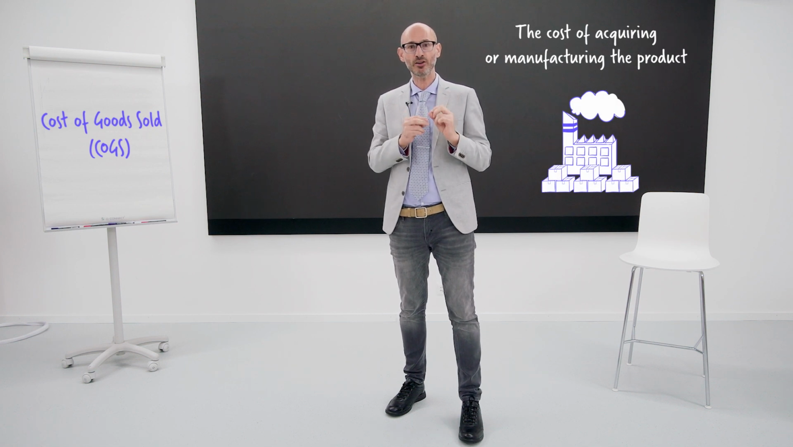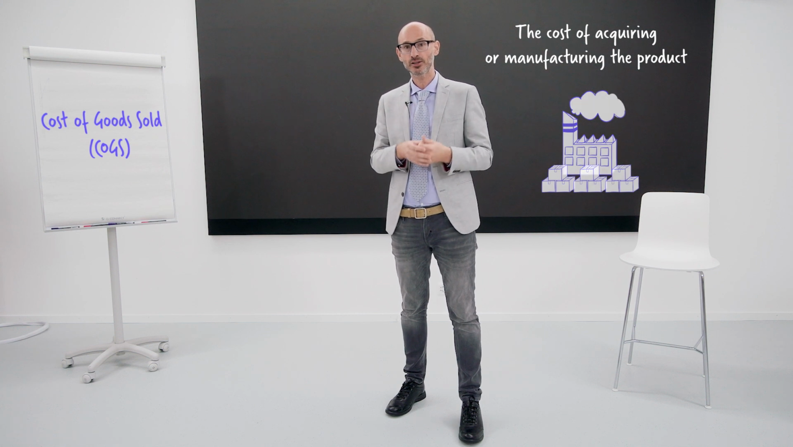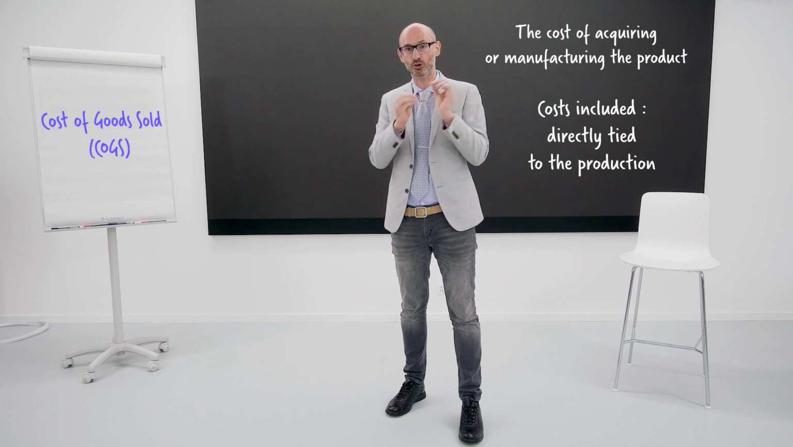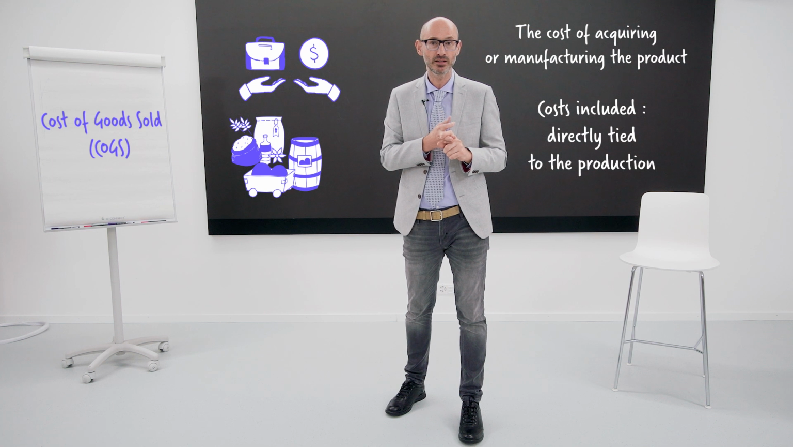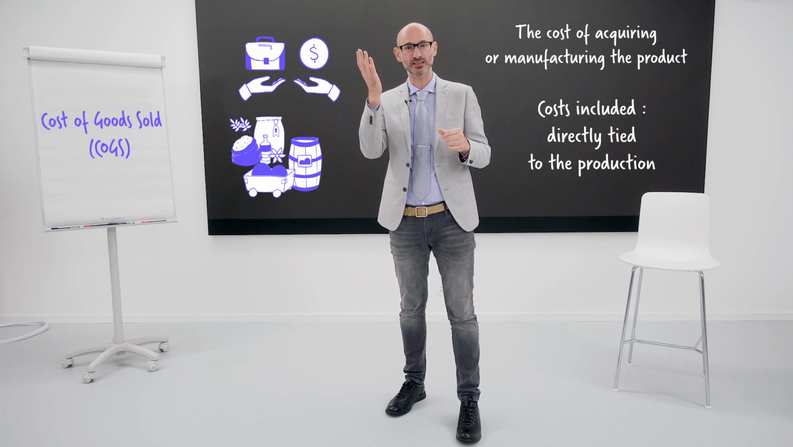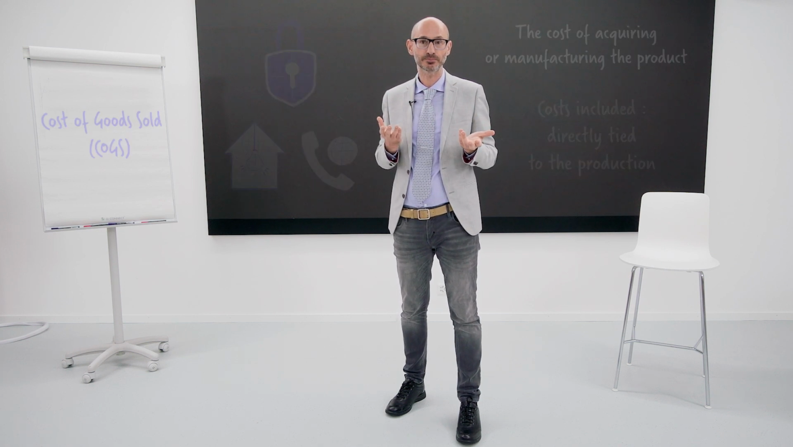Next, we go to the cost of sales, COGS for short. It is the cost of acquiring or manufacturing the products that a company sells during a period. So the only costs included are those that are directly tied to the production of the products, including labor, materials, manufacturing overhead. By manufacturing overhead, I mean everything that is not labor and materials, like security, lighting, and telephone expenses.